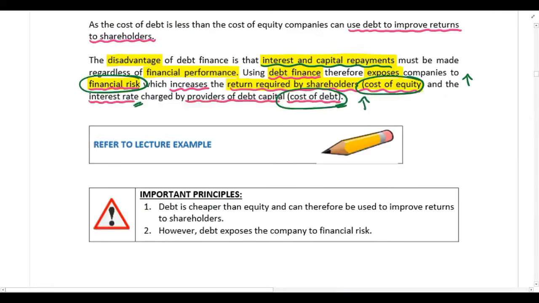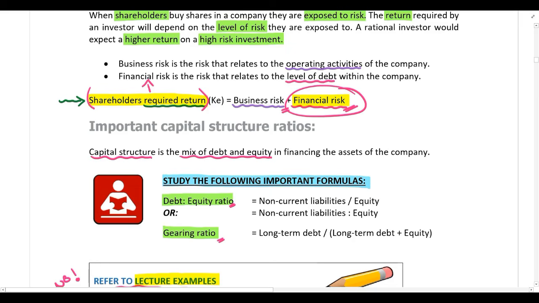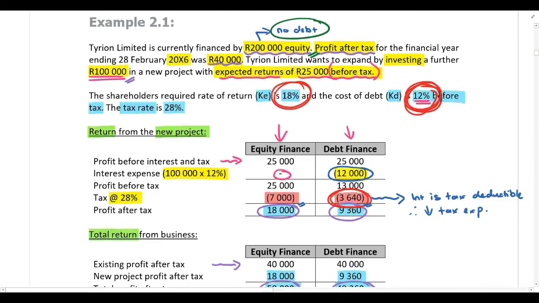So if you go back to your lecture notes, on the first page of your lecture notes, when we are calculating the shareholders' required rate of return or the cost of equity, we take business risk and financial risk into account. So obviously, if the company is only financed through equity, then there won't be any financial risk. There's only business risk. So we have a cost of equity of 18%, but that is only compensating the shareholders for business risk because the company did not have any debt in its capital structure previously. So you need to be careful.